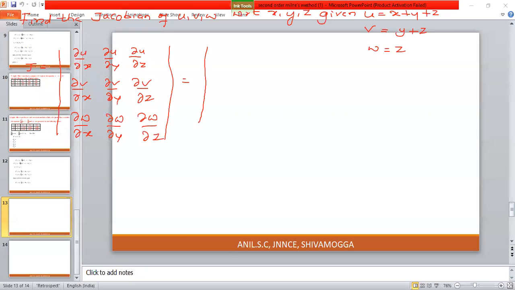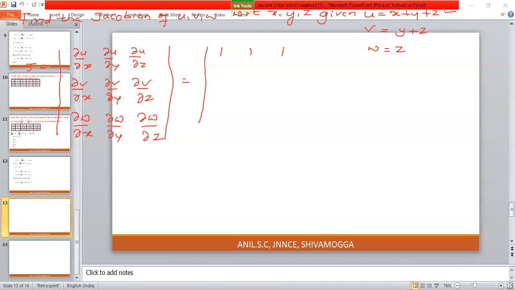Now this is equal to, substitute del u by del x. What is del u by del x? This is u. Now you have to tell me the derivatives. What is del u by del x? One. Del u by del y? 1. Del u by del z? 1. Right. This is the first row.